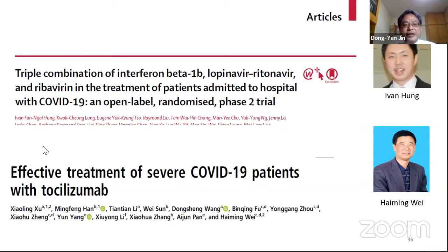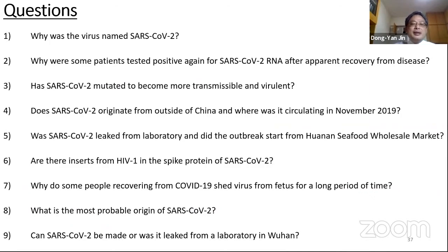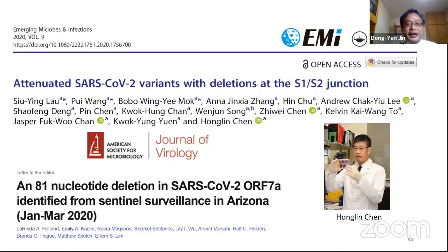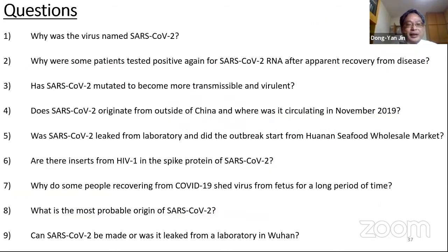So this is a recent study by my colleague Ivan Hung, and they have shown that interferon does have a beneficial effect. And also another study from my friend Haiming Wei in China, in Hefei, they have shown that the interleukin 6 receptor antagonizing antibody, tocilizumab, can be used to treat severe cases of COVID-19. So with that, I will close this seminar, and then I will answer any questions that people might have through the live chat or through other means.